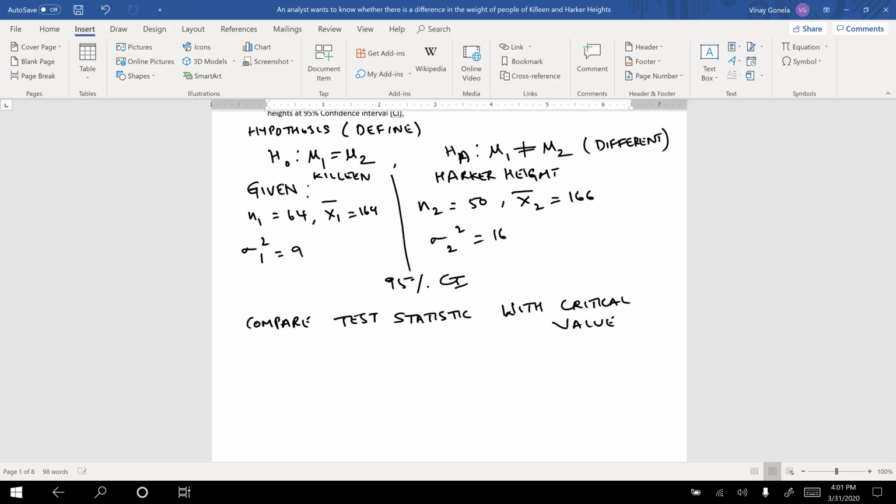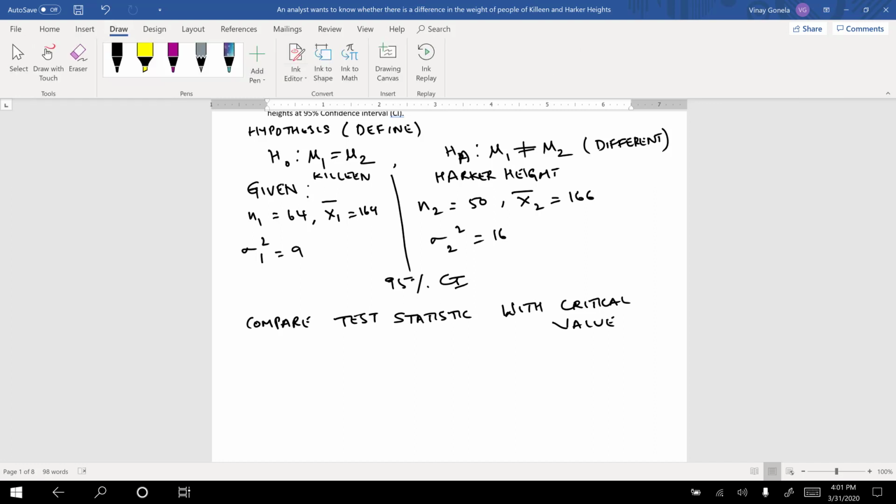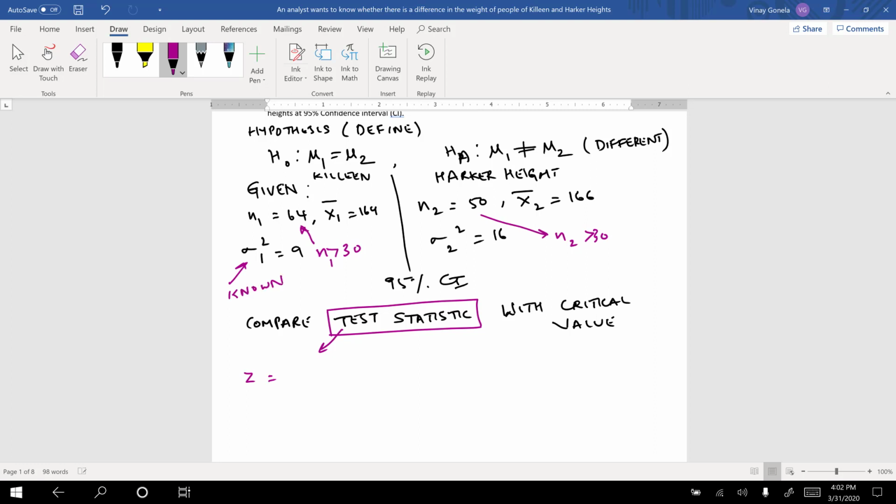So the test statistic, the formula. Now we are using Z because N1 is 64, which is greater than 30. Your N2 is 50, which is greater than 30. Sigma 1, this is known. Population variance is known. This is also known. So that's the reason why we are using Z stat.